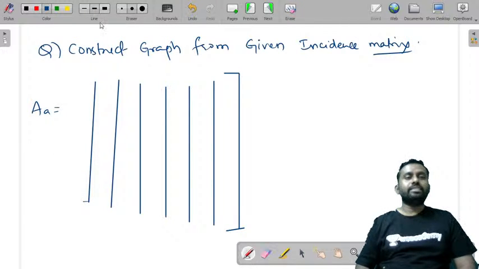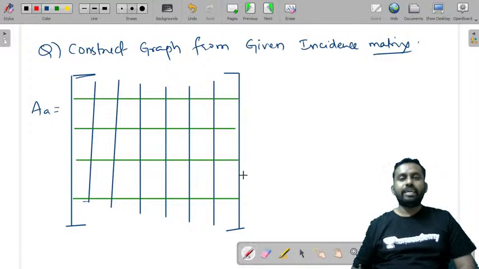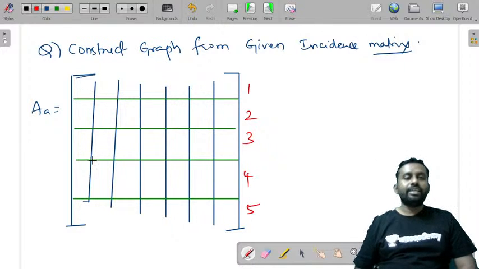Now let us take this. So let us also take some rows here. How many are there? One, two, three, four, five. So let us mark them. Let us call this first node, second node, third node, fourth node, and fifth node. And let us call these branches A, B, C, D, E, F, and G.